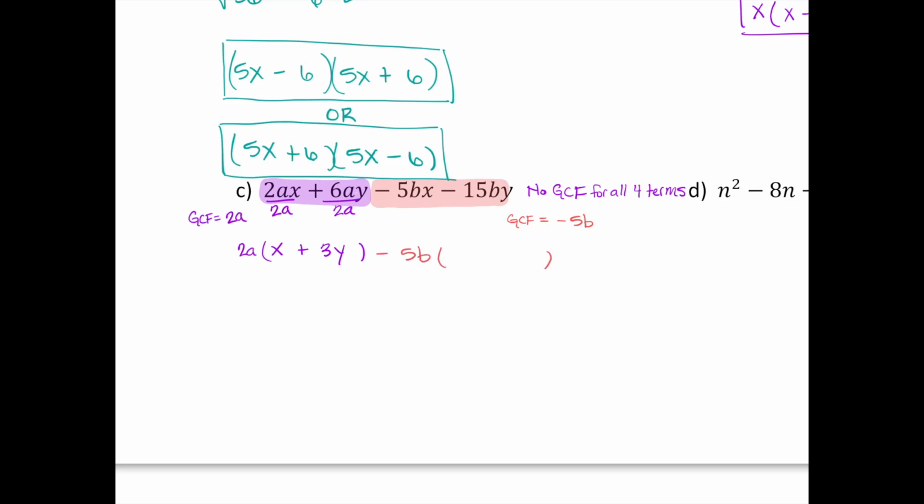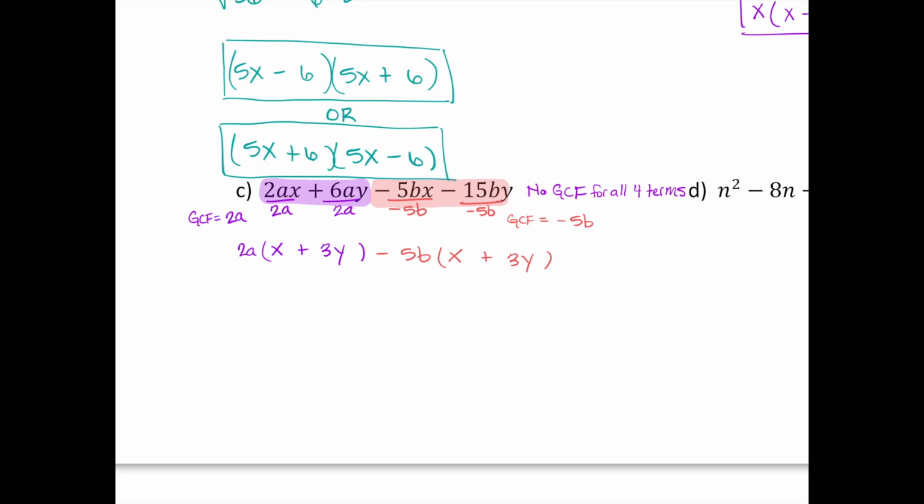We write the GCF in front of parentheses, show that we're dividing out our GCF of negative 5b. When we divide negative 5bx by negative 5b, we're left with a positive x. And then when we divide negative 15by by negative 5b, we are left with a positive 3y. Notice that we have matching parentheses.